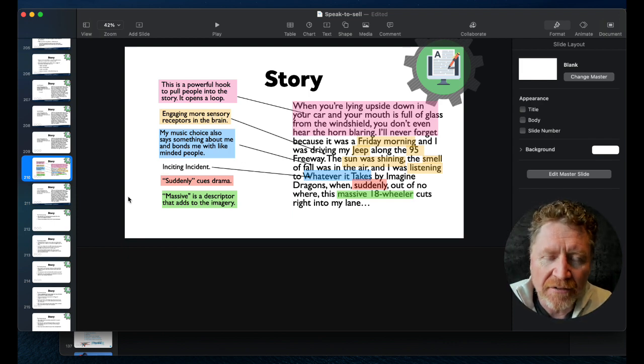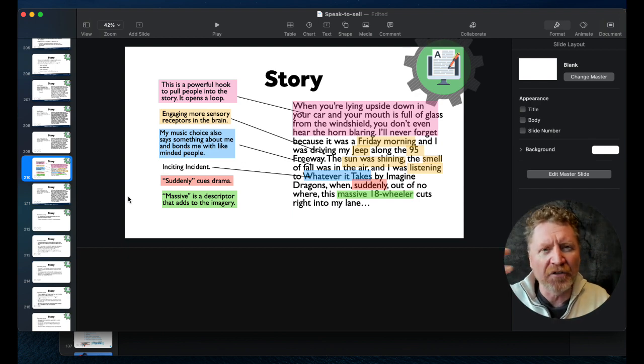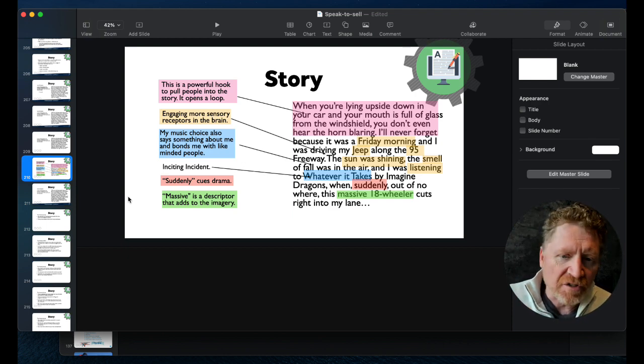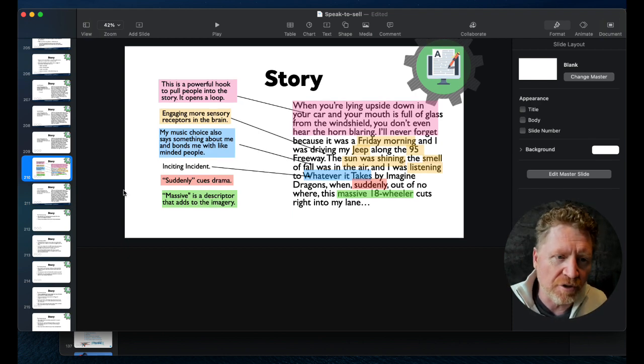Then you'll see that there's a few descriptors I added in the yellow there, and what I'm doing is engaging more sensory receptors in the brain. We know from neuroscience that when people tell stories, it activates parts of our brain, right? Smell, even touch, movement, things like that. And so I said, hey, it's Friday morning. I'm driving my Jeep, right, along the 95 freeway. The sun was shining and the smell of fall was in the air, and I was listening. Right? So what I've done is create a richer image in your mind versus this one.